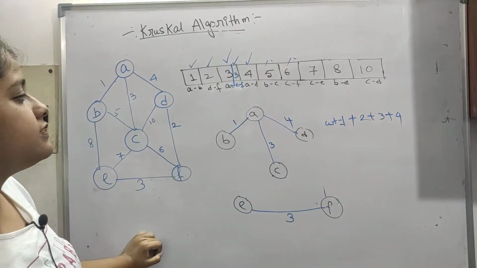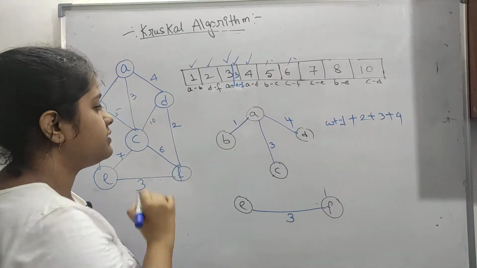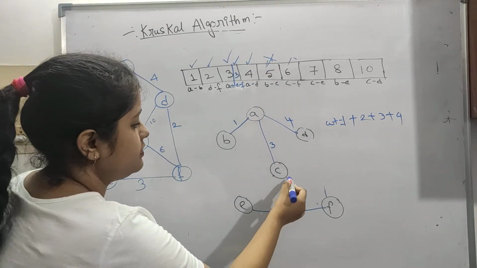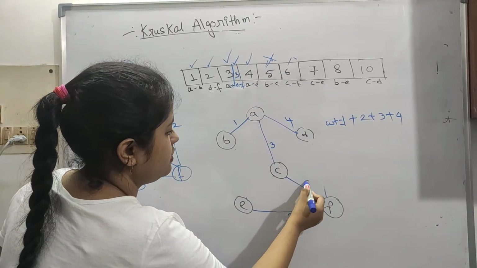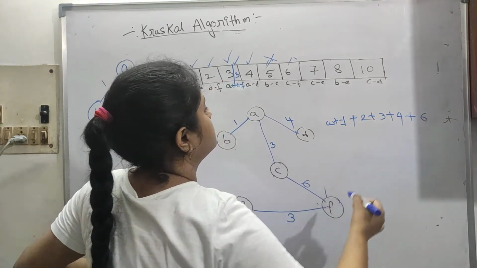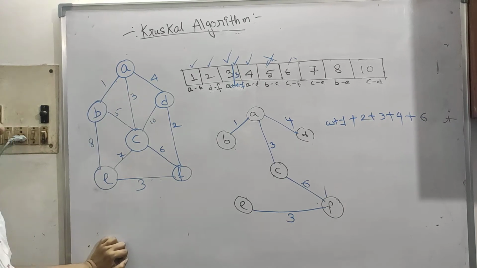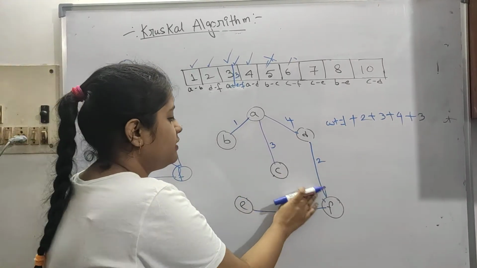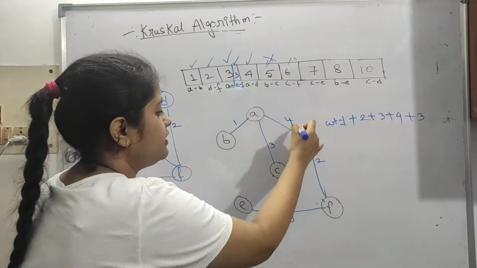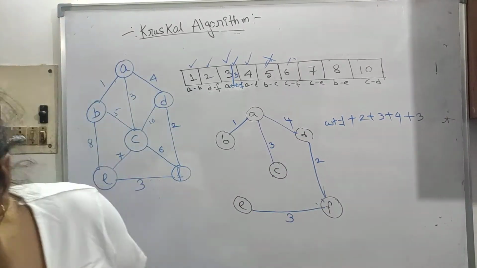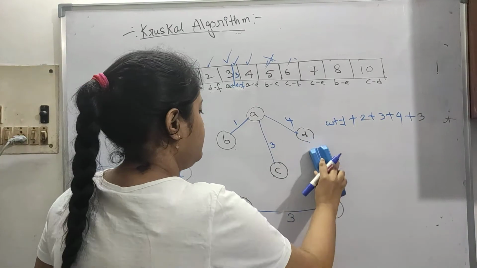Now next is 5, B and C, not possible. Then 6 is C and F. Yes, it is possible. Okay, I just made another mistake. So 6 cannot be taken. Here 2 was there, I just removed 2. So 2 is there. Let me do it again.